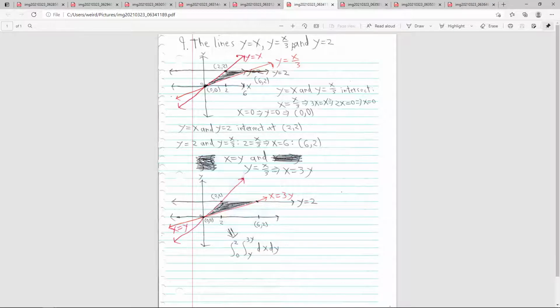And now we have 3 lines. y equals 2, y equals x over 3, or 1/3 x.